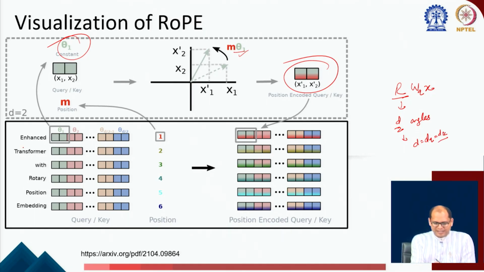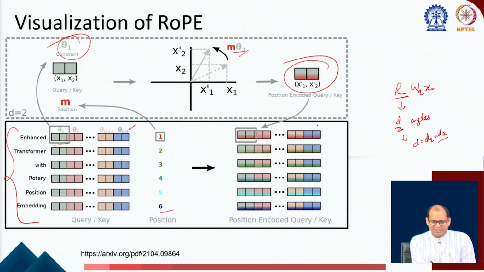Now this is for extending it to many dimensions. Here you have 6 positions, and you have the sentence "hence transformer with rotary position embedding". For every 2 dimensions you have one angle: the first 2 dimensions get theta 1, the next get theta 2, and the last get theta d by 2. You have d by 2 such angles. For position 1 you will multiply the embeddings with theta 1, theta 2, up to theta d by 2.